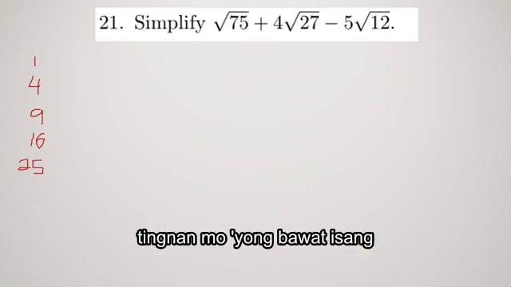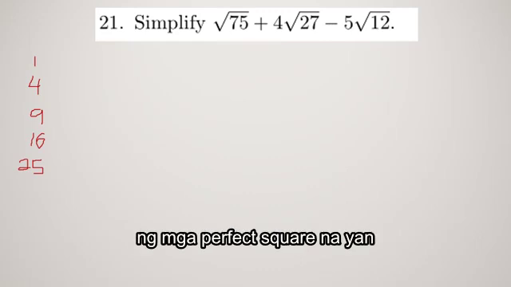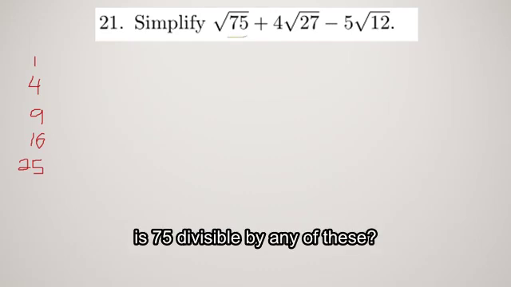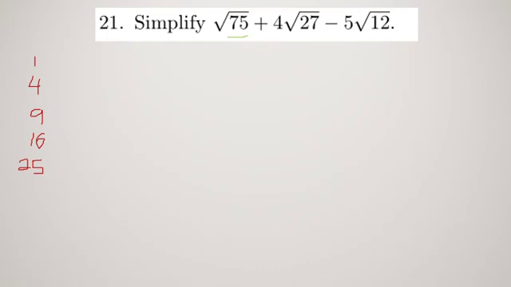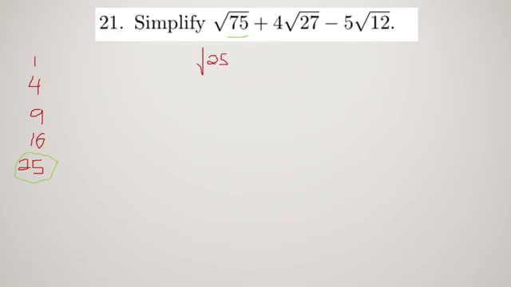Tapos, tingnan mo yung bawat isang number sa loob ng radical side. Kung divisible ba siya ng mga perfect square na yan. For example, 75. Is 75 divisible by any of these? It's divisible by 25, diba? Kasi 75 is 3 times 25. Ang 75 is 3 ka 25. So, we have 25 times 3.